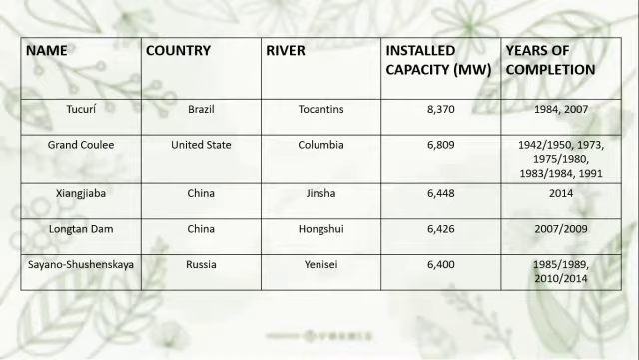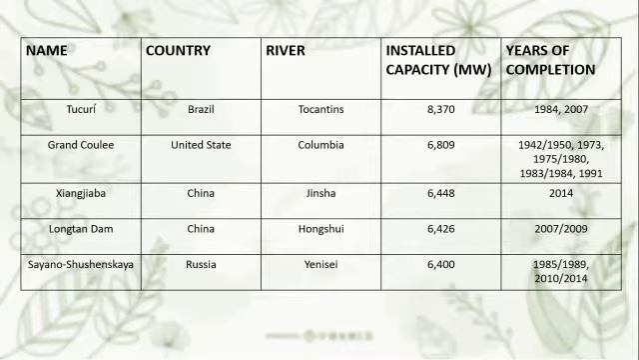Next is Grand Coulee. And yung country niya is United States. And the river niya is Columbia. And yung installed capacity niya is 6,809. And yung years of completion niya is 1942 or 1950, 1973, 1975 or 1980, 1983 or 1984, and 1991.